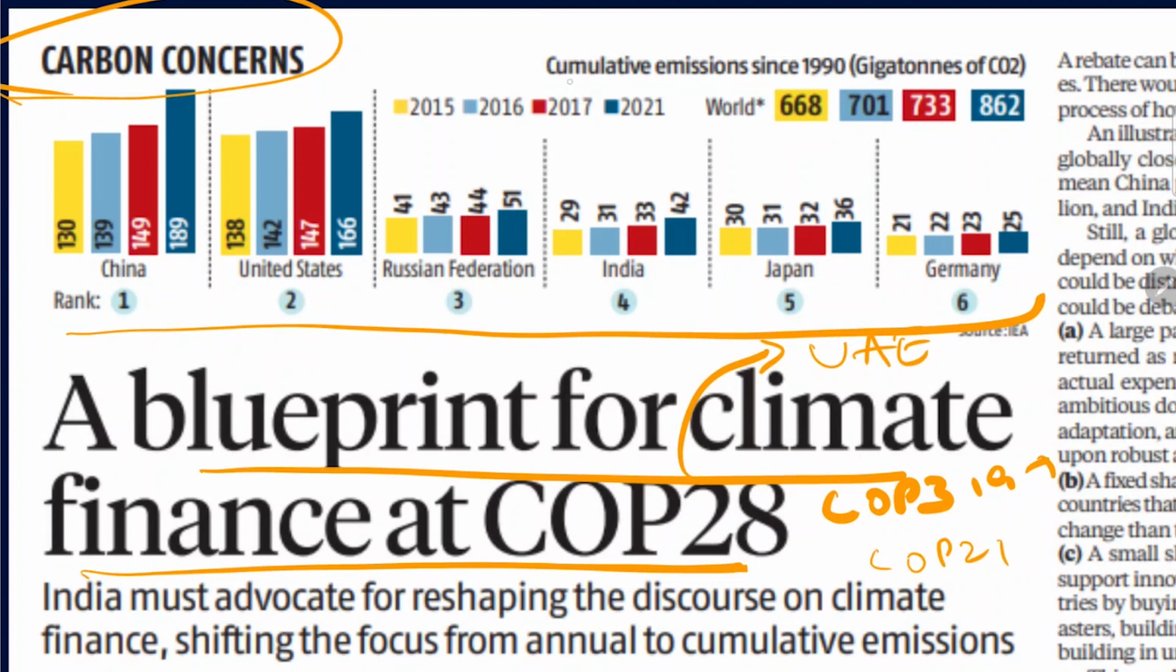We'll just look into it. Cumulative emissions since 1990, in gigatons of carbon dioxide. Yellow is indicating 2015. This one, this one, this one. Fine. Now, rank 1 is given to China.